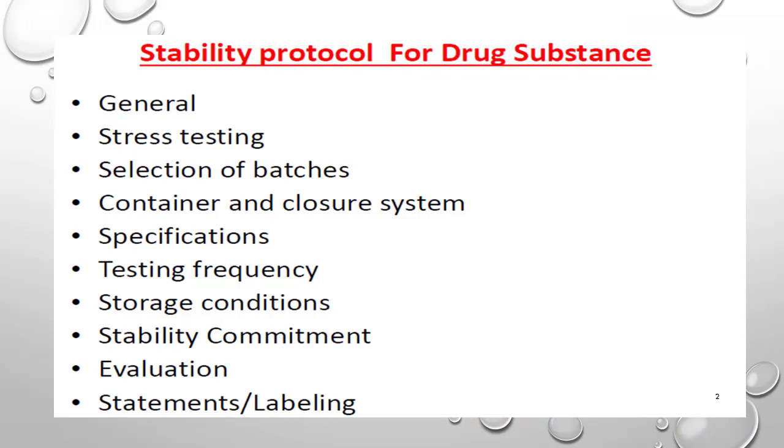So if I want to study the stability of a drug substance, then I need to go through some of the protocol which we are calling as a stability protocol. So before starting, I need to just differentiate between drug substance and drug product. Drug substance is nothing but your API, that is active pharmaceutical ingredient, and drug product, that is the marketed formulation you are receiving.